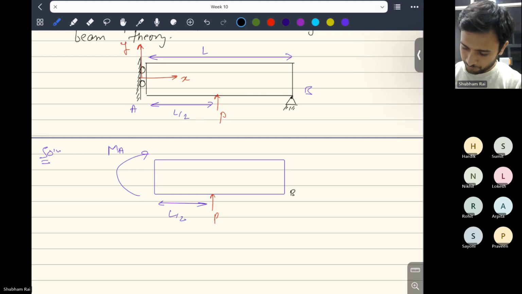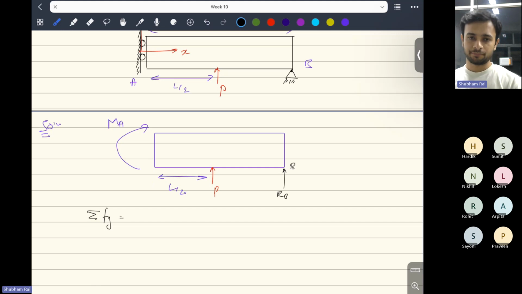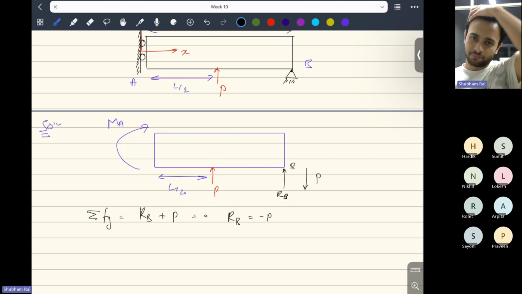Okay, let this reaction be RB. So if you balance the force along the y direction, let's say you do sigma Fy. You have taken the positive direction to be upward, negative to be downward. So sigma Fy, you'll get a reaction force plus this vertical force P, and there's no other force, so that should be equal to 0, because the beam is in static equilibrium. So RB will be equal to minus P. It means at RB you will have a force acting in the downward direction. Okay.